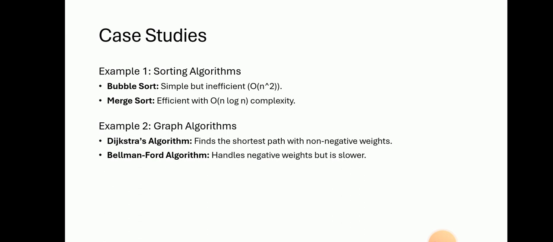Sorting algorithms include bubble sort and merge sort. Bubble sort is simple but very inefficient. And merge sort is efficient with order of n log n complexity. Then graph algorithms, it includes Dijkstra's algorithm and Bellman-Ford algorithm. Dijkstra's algorithm finds the shortest path with non-negative weights. Bellman-Ford algorithm handles negative weights but it is slower.